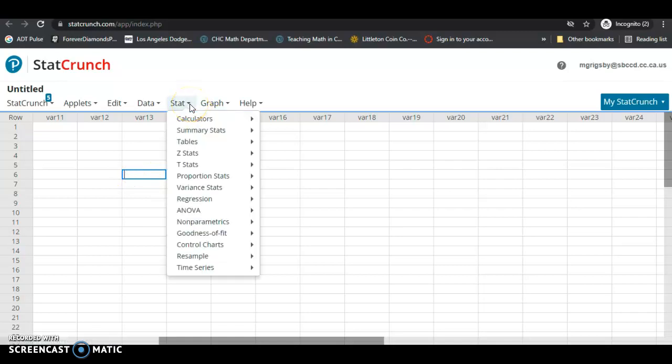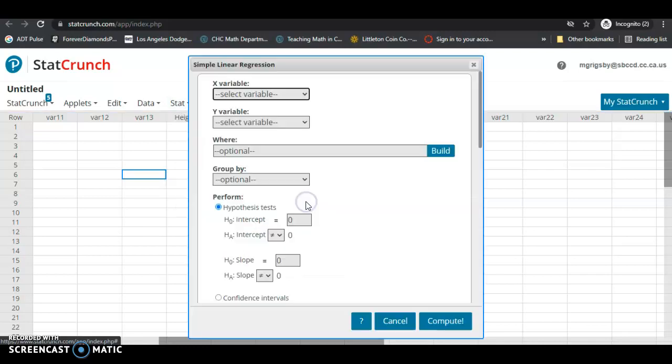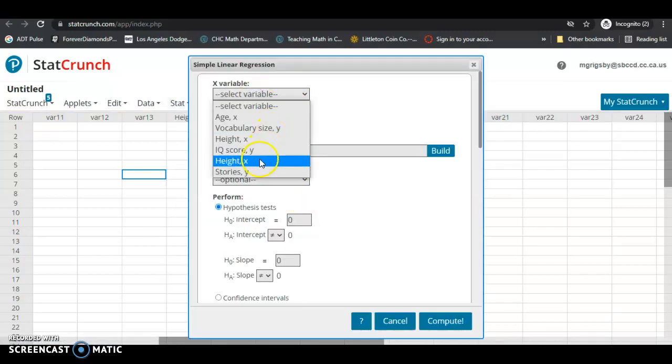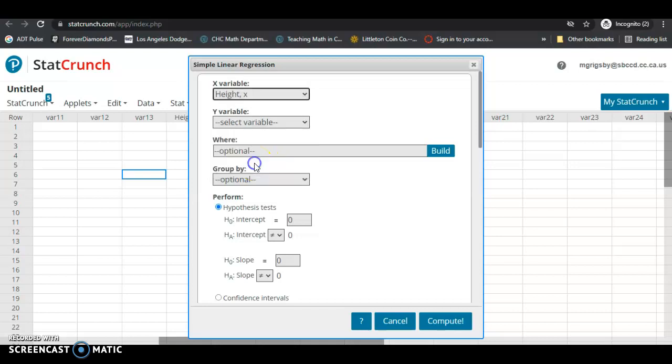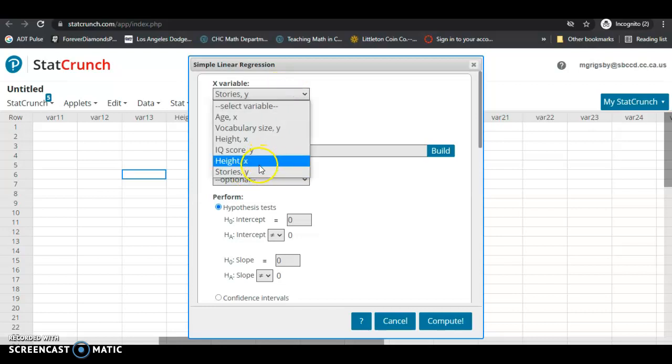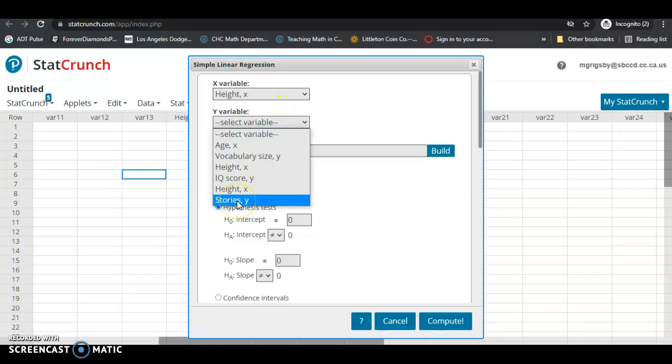So let's go ahead and go to stat. Then we're going to go to regression. Because we're talking about linear regression, we're going to select simple linear from the regression menu. So the x variable is the height x of the buildings, and then the story is y. Remember that those two are together, so be sure not to confuse it with other variables that might have similar names in your spreadsheet. So height x, and then the y variable is stories y.